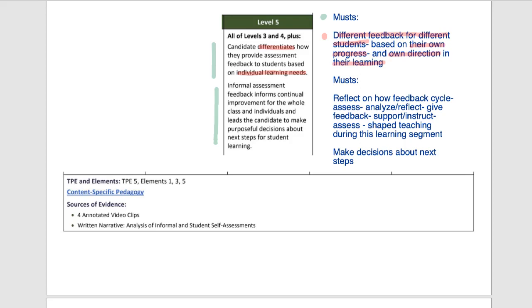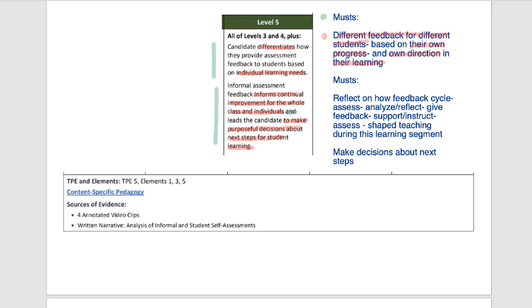Let's take a look at the second block. Informal assessment feedback informs continual improvement for the whole class and individuals and leads the candidate to make purposeful decisions about next steps for student learning. There's an "and" in here, and whenever there's an "and," that means there's 2 things going on here. So we want to make sure that we get both of them.